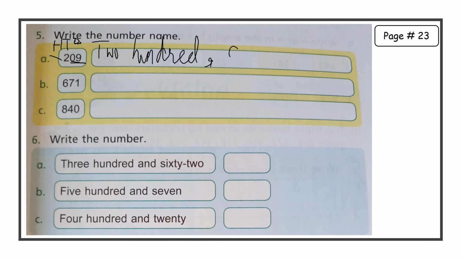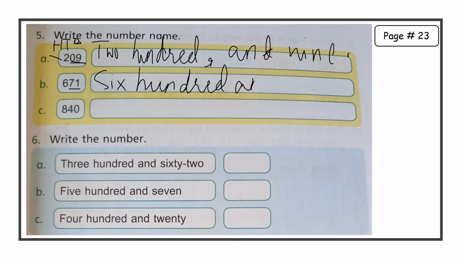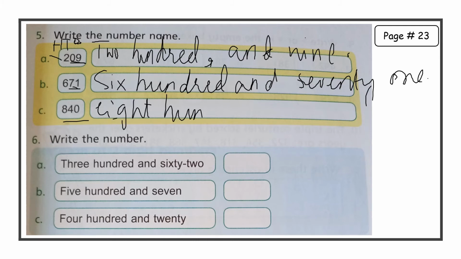and 9. 209. Again this one, it's 600 and 71. Then 800 and 40. So this is how we write numbers in words or number names.